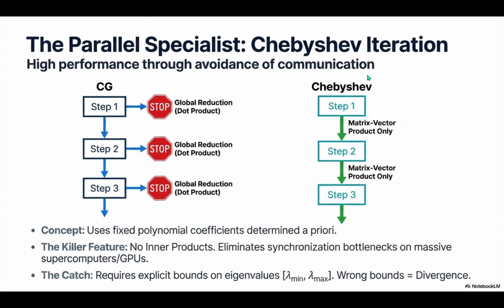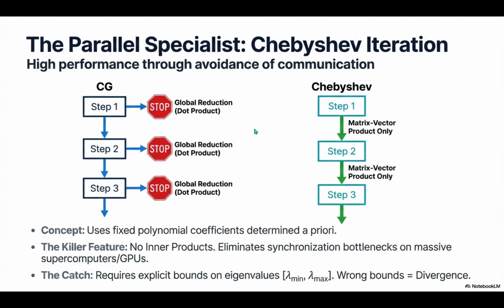The big weakness of those smart methods like CG is that they need to make a global decision at every step. How so? Well, to decide the next optimal direction, CG has to calculate a dot product. And that means summing up numbers from every single variable across the entire system. And if you're running this on a supercomputer with, say, 10,000 graphics cards, they all have to talk to each other. They all have to stop what they're doing.